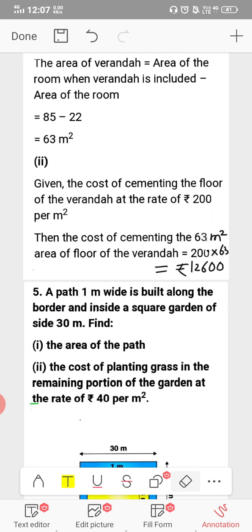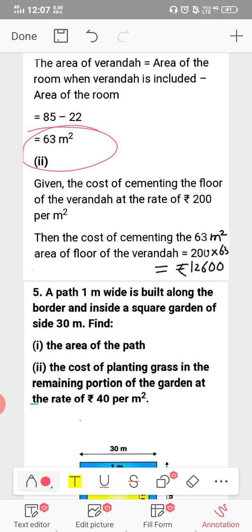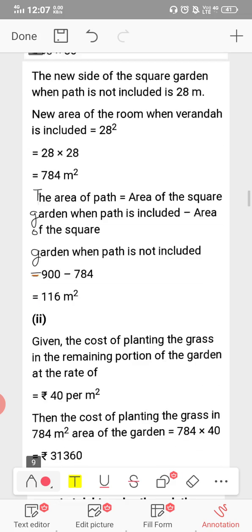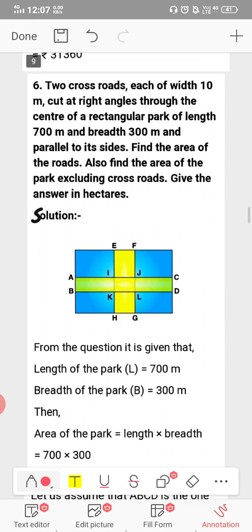So we have already found the area of the floor, that of the veranda, that is 63 meter square. So the cost of cementing 1 meter square area is 200 rupees. So the cost of cementing 63 meter square area will be 63 into 200, that will be equal to 1,26,000 rupees. Now moving on to the next question, it is the sixth question.